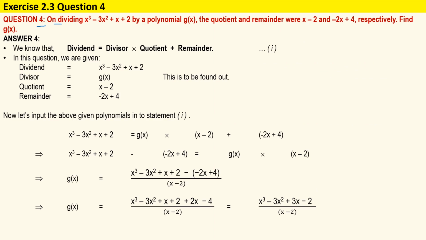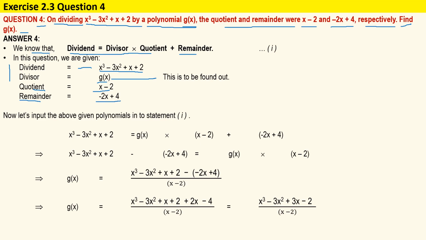Question number 4 states: on dividing the polynomial x³ - 3x² + x + 2 by a polynomial g(x), the quotient and remainder were x - 2 and -2x + 4 respectively. Find the g(x). We know that the dividend is equal to divisor times quotient plus remainder, and in this question we are given dividend to be equal to x³ - 3x² + x + 2. The divisor is g(x), which is to be found out. Quotient is x - 2, and we are also given remainder as -2x + 4.